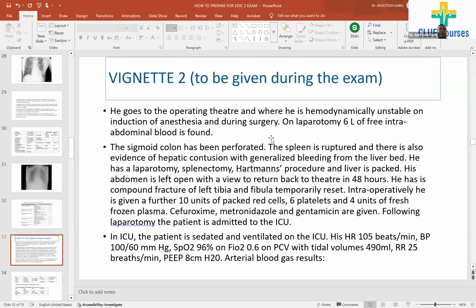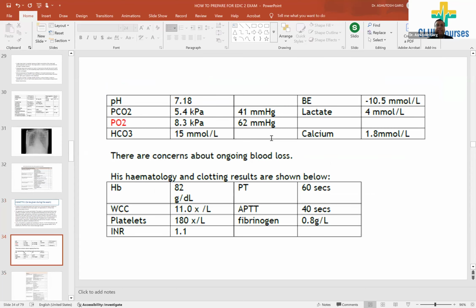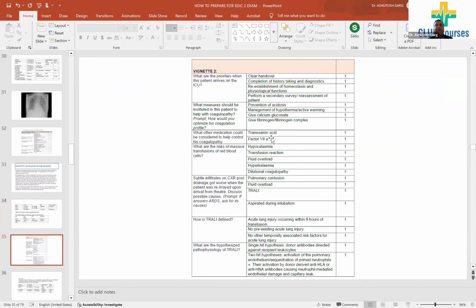Then vignette 2, he goes to the operation theater where he becomes hemodynamically stable. After the induction of anesthesia and during surgery, the sigmoid colon is found perforated, then the operation is done. And these are the ABCs. Then the next vignette question: what are the priorities when this patient arrives in the ICU? So clear handover, you will get 1 mark. Completion of history taking and diagnostics, re-establishment of homeostasis and physiological function, perform a secondary survey or reassessment of the patient, you will get 1 mark. So these types of questions they will ask in vignette 2.